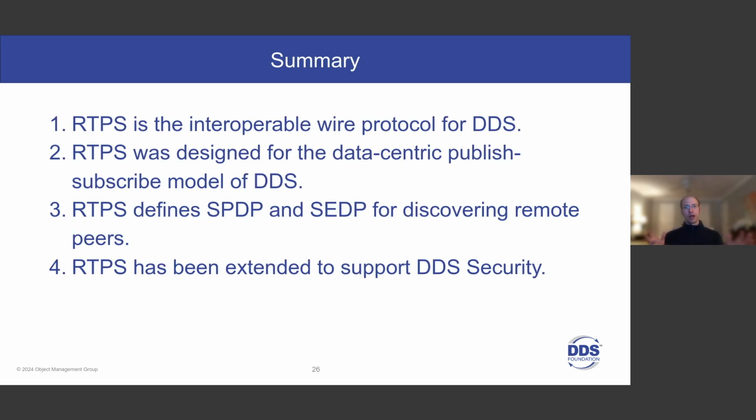So to summarize, kind of put all these pieces together, RTPS is the interoperable wire protocol for DDS. It's defined in a spec, it's widely implemented. RTPS was designed for the data-centric publish-subscribe model of DDS. So that includes multiple writers communicating with multiple readers, unidirectional data transfer, real-time requirements, etc. RTPS defines SPDP and SEDP for discovering remote peers and their data writers and data readers so that they can be matched and communication can start.